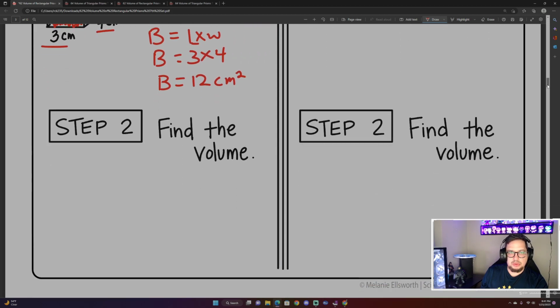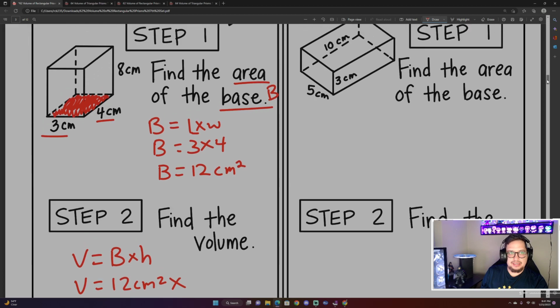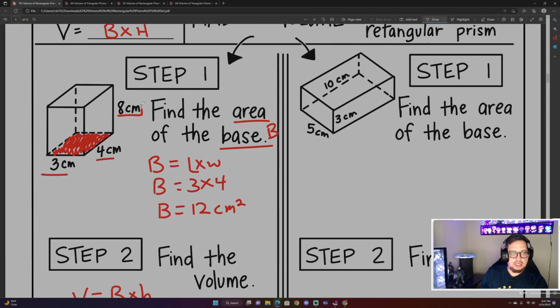Now for step 2, to find the volume, I'm going to have to take volume equals capital B times H. So in this case, I already found my capital B, right? Capital B is 12 centimeters squared. My H, which is my height, is right here. Okay? So my height is 8 centimeters.